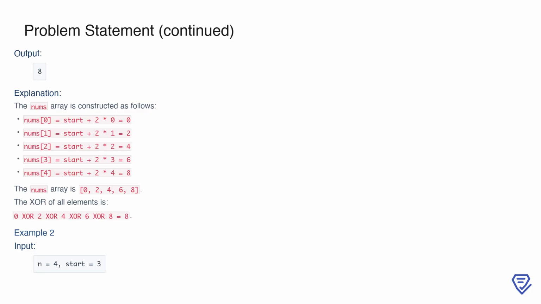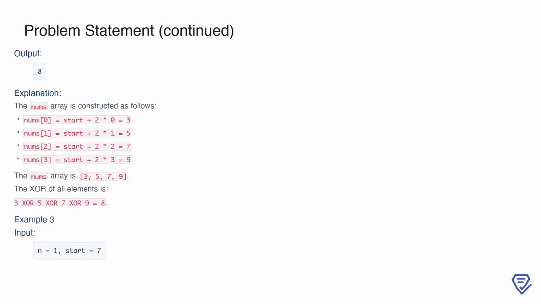To find the result, we compute the XOR of all these elements, 0 XOR 2 XOR 4 XOR 6 XOR 8. The XOR operation is performed step by step, and the final result is 8. Therefore, the output for this example is 8.